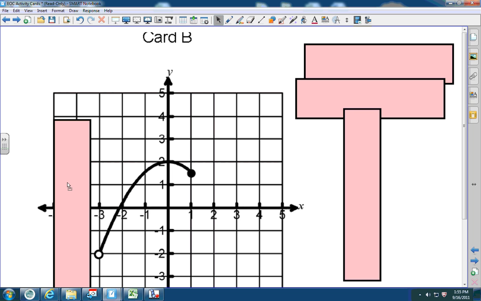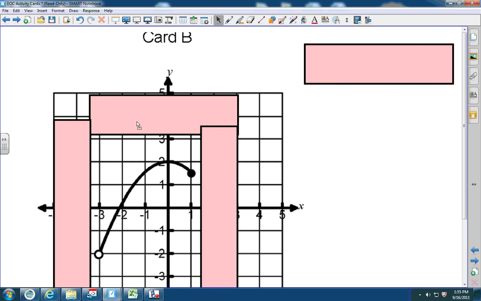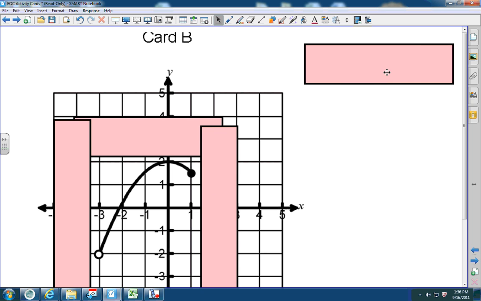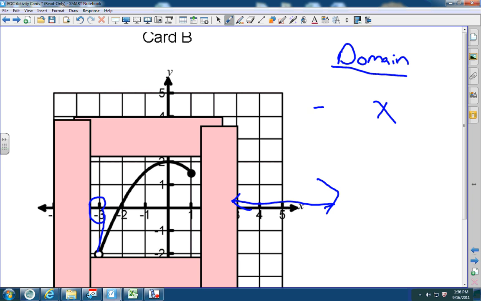I'm going to box in my graph to look at the only area I want to look at. Oh, there we go. I thought I lost it. Okay, first off, let's find the domain. I know domain is x. X goes from left to right here. The farthest left I have is right here at -3. So -3 goes here, and the farthest to the right is 1.